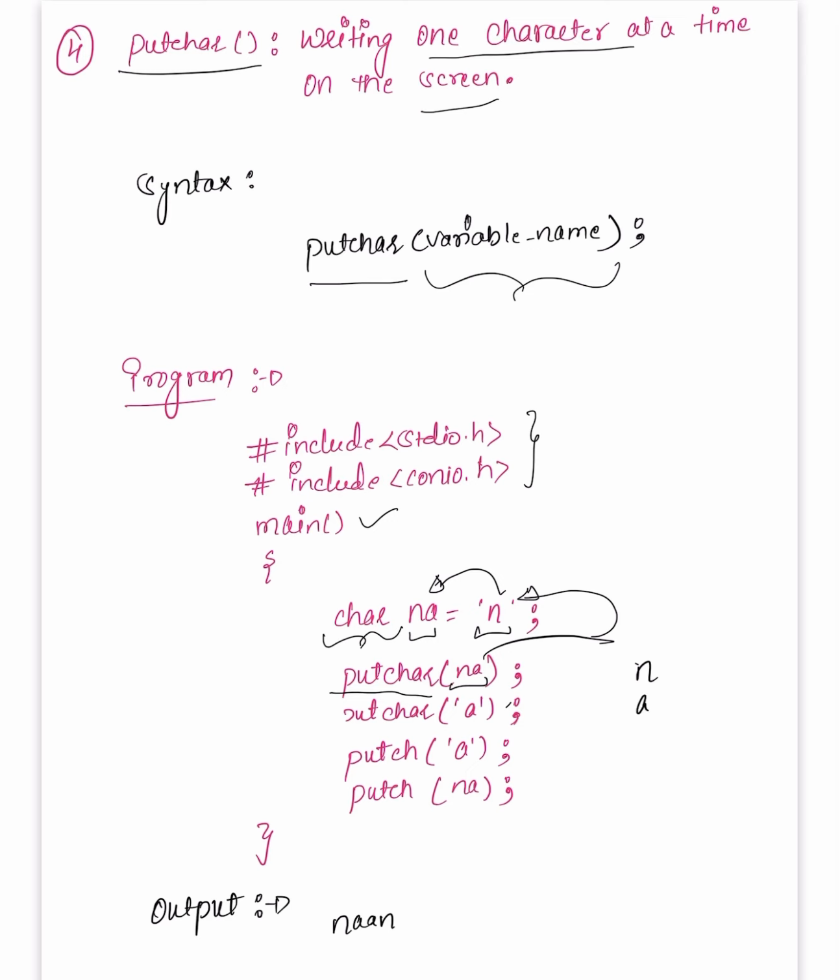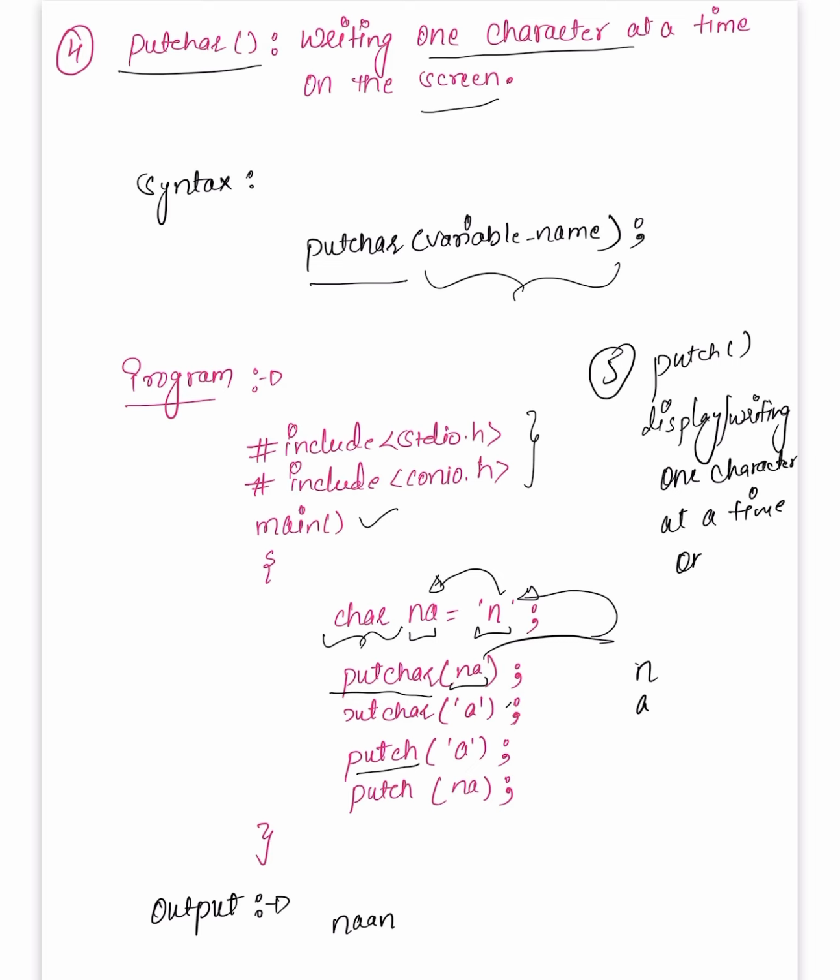Third is the putch function, and this function will also be used to display the output on the screen. This function also displays or writes one character at a time on the screen. So both these functions, putchar and putch, are used to display a character on the screen.